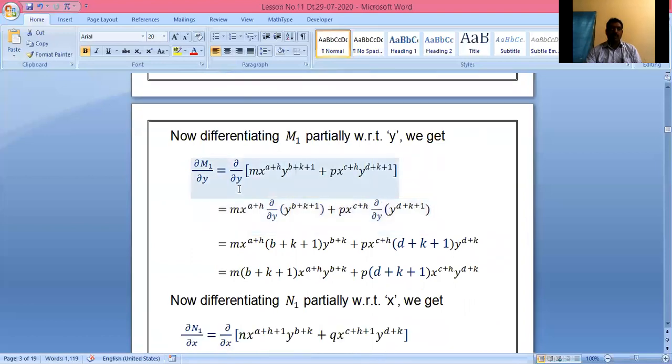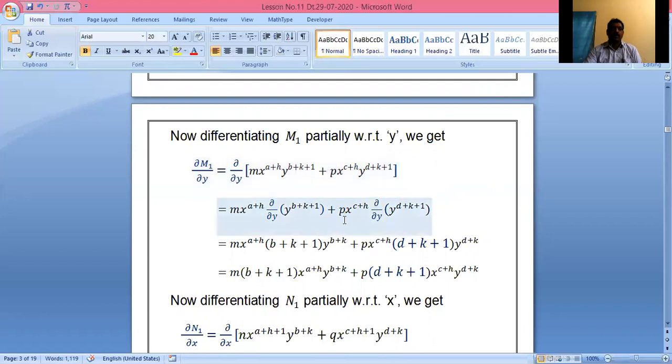That is equal to, here differentiating partially with respect to y, treating x as a constant. In this first term, m x^(a+h) is constant. Therefore, it can be written as m x^(a+h) ∂/∂y of y^(b+k+1). Plus here also p x^(c+h) is constant in the second term.